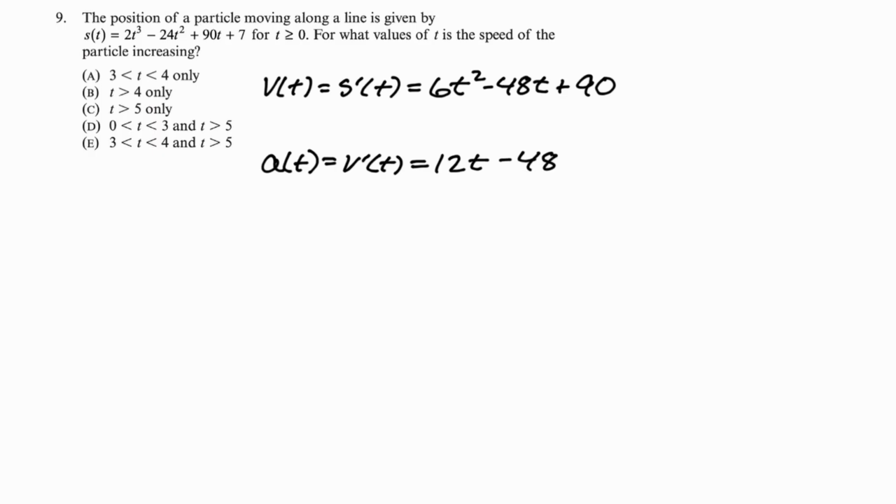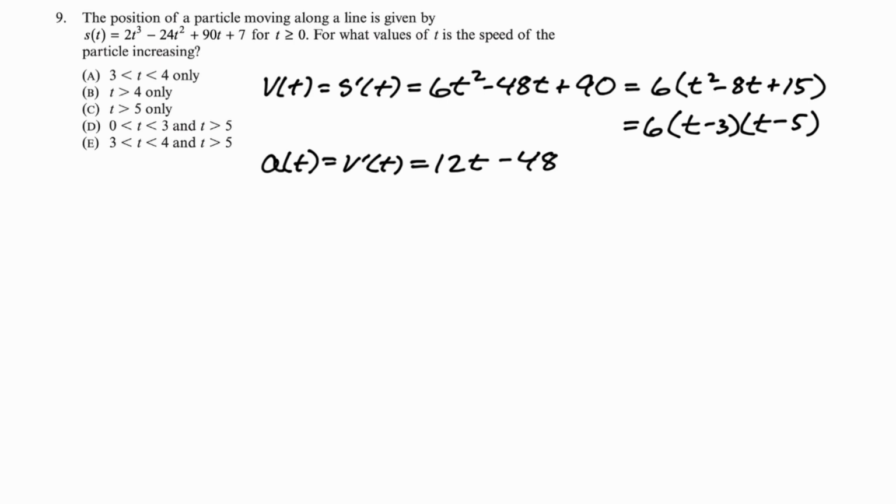All right, we're going to do sign chart stuff, so I really have to factor that first derivative. So I'm going to go up here. You can take a 6 out, and you get t squared minus 8t plus 15. And then t squared minus 8t plus 15 will factor. You get minus 3 and minus 5. So t minus 3, t minus 5.